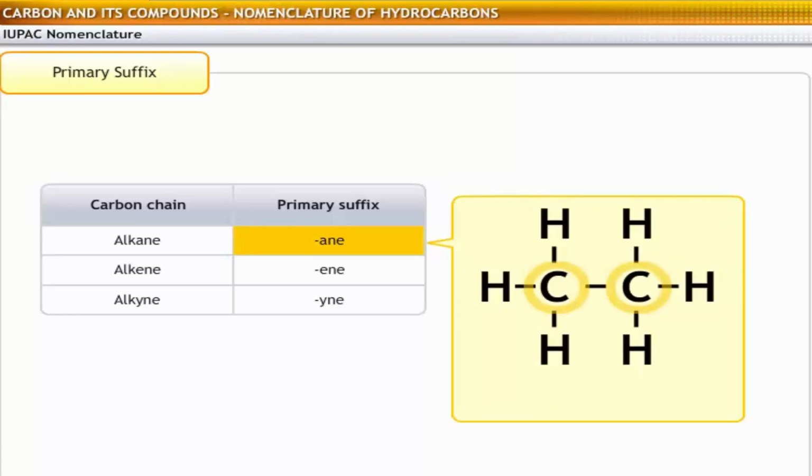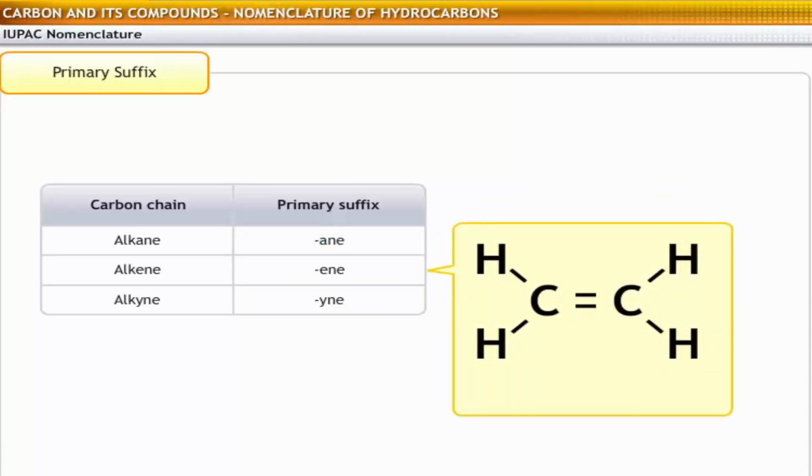Consider a molecule that has 2 carbon atoms. The root word should be eth. As it is a saturated hydrocarbon, the primary suffix ane should be added to the root word. Therefore, the name of the molecule is ethane.